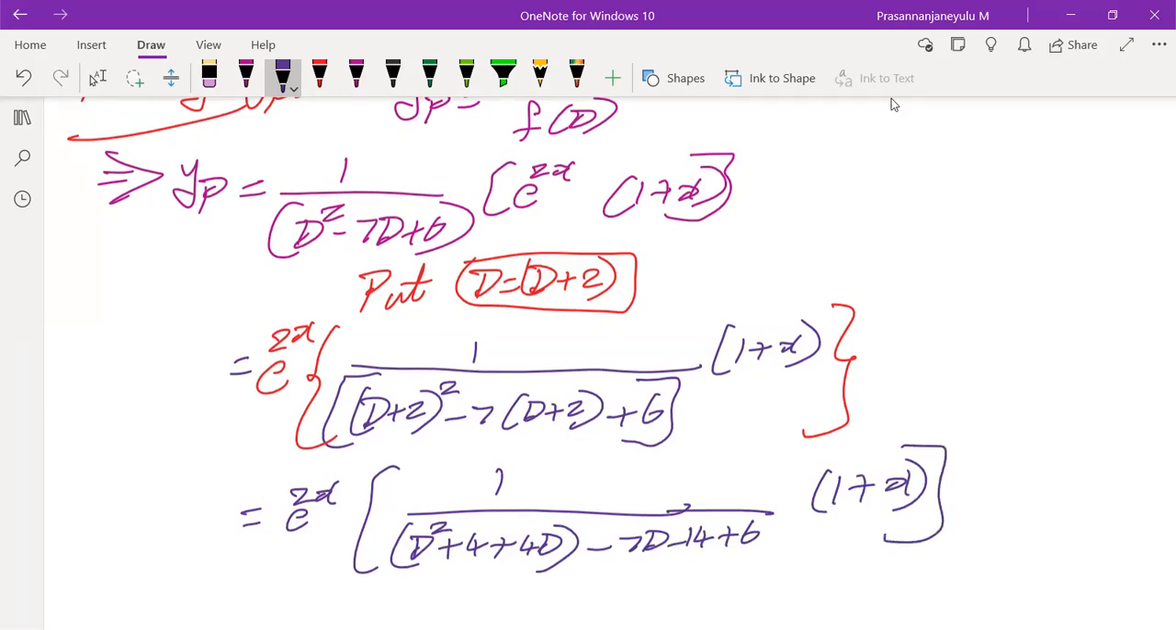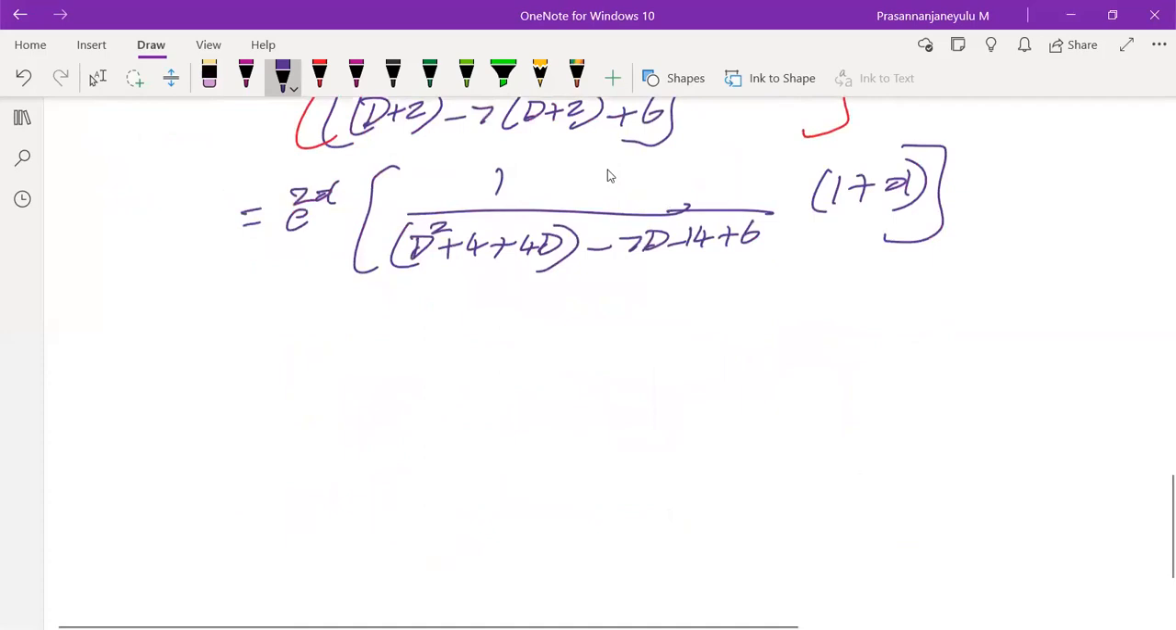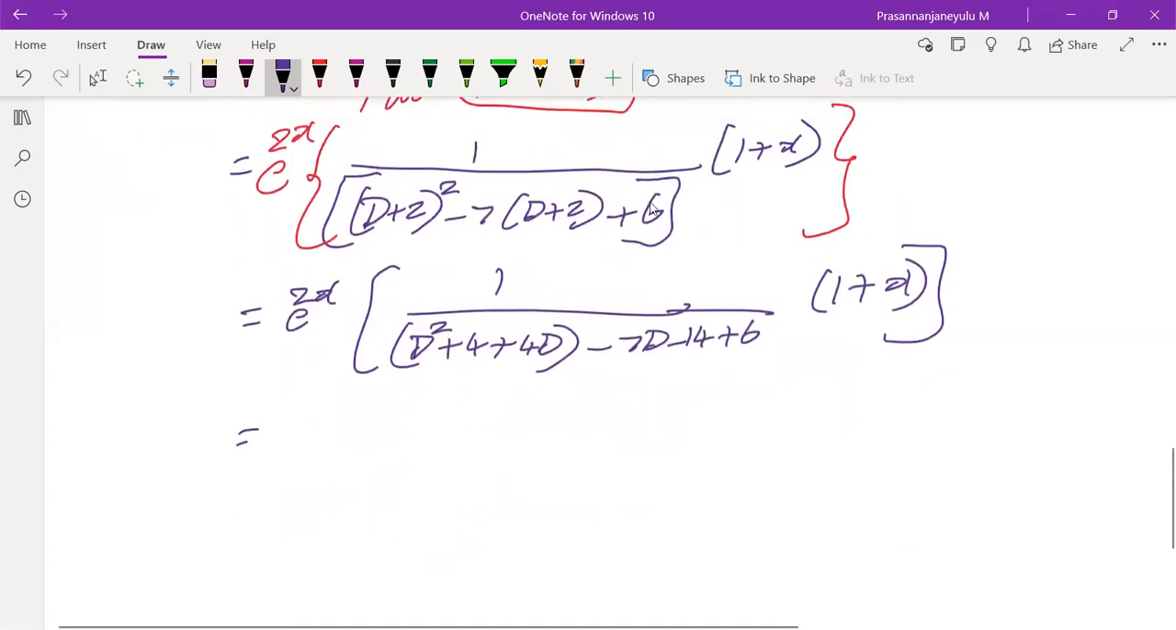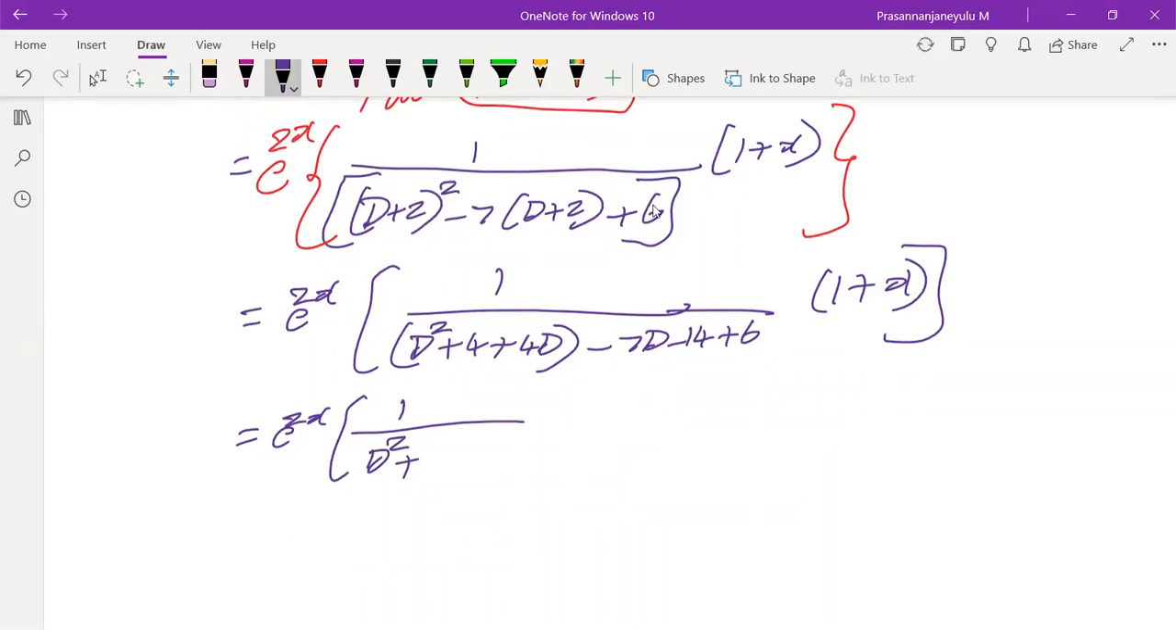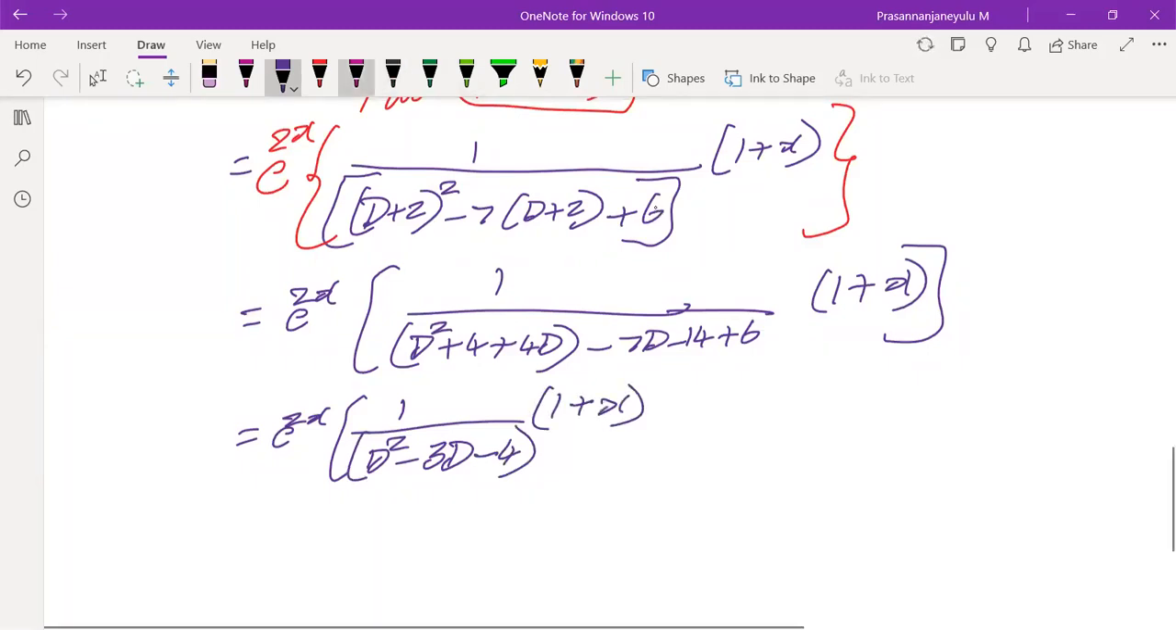Okay, now simplifying a little bit more in the denominator. e power 2x into 1 by d square plus 4d minus 7d is minus 3d, then 4 minus 14 is minus 10, minus 10 plus 6 is how much? Minus 4, of 1 plus x. Now observe this one, how it looks. Observe these brackets, how it looks.